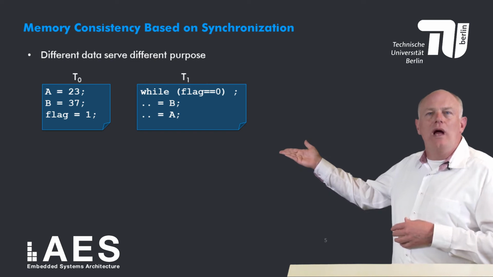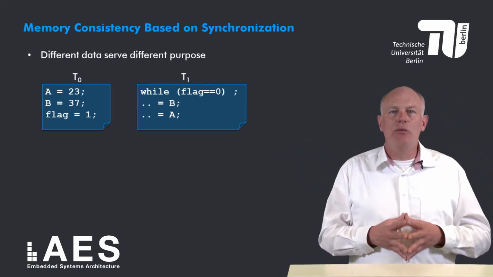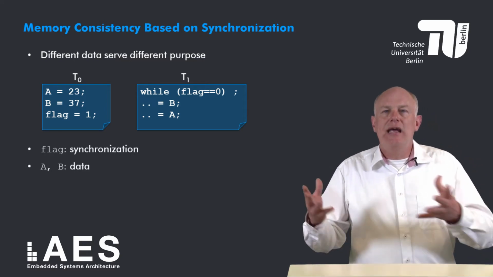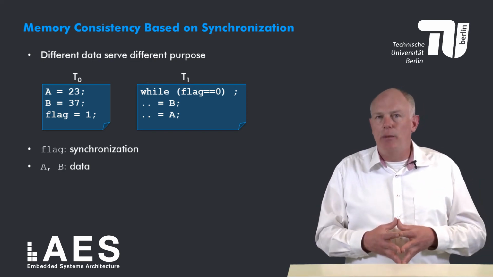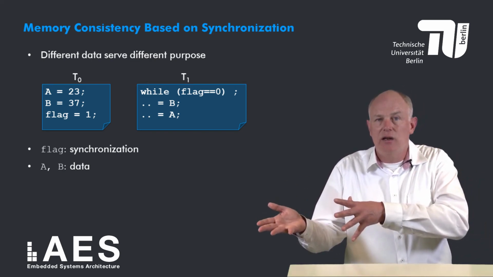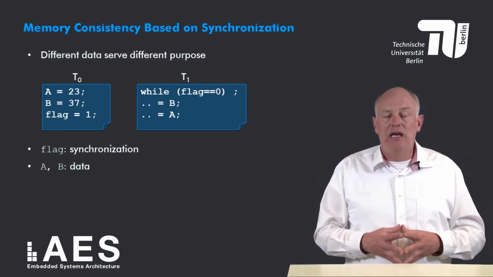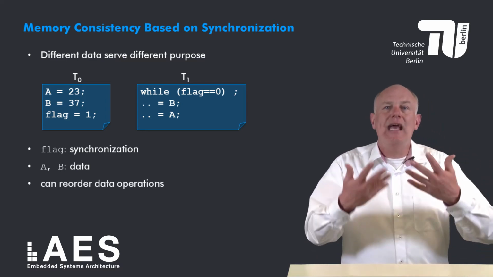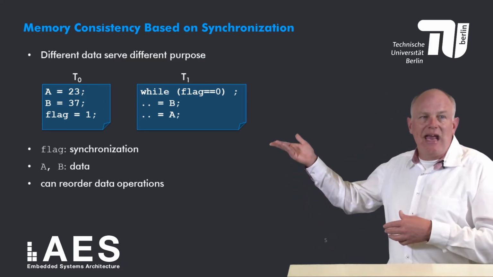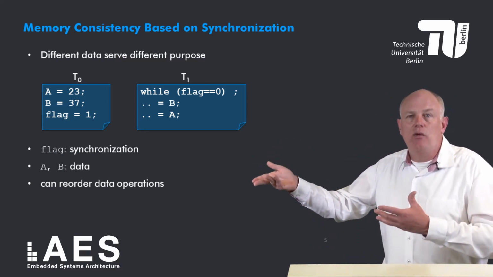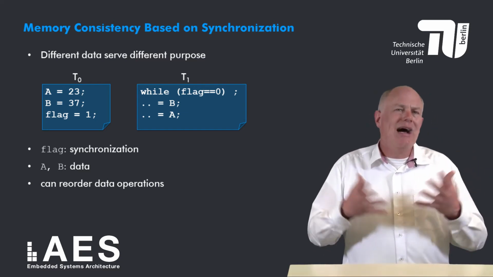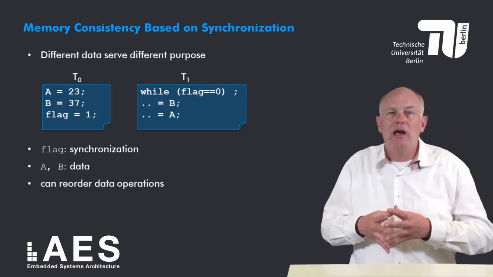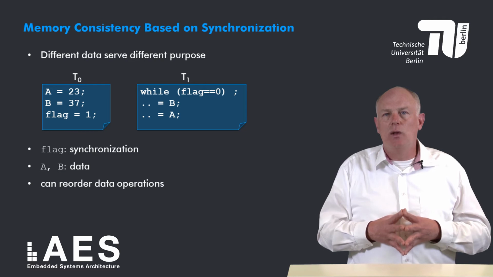Consider this by now well-known example, event ordering using a busy waiting loop. We can see that flag on the one side and A and B on the other side have a different purpose. Flag is used for synchronization, while A and B are data that need to be communicated between the two threads. And we can, in fact, reorder the data accesses. It doesn't matter if A is first set to 23 and then B to 37, or vice versa. Identically, it doesn't matter if thread T1 first reads B and then A, or the other way around. In all cases, the result will be the same.